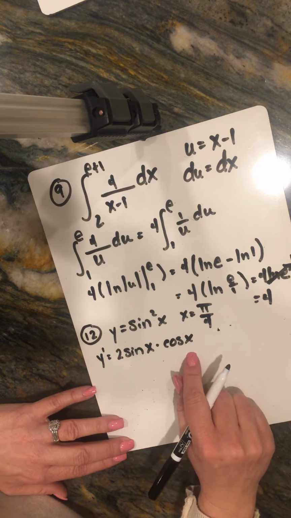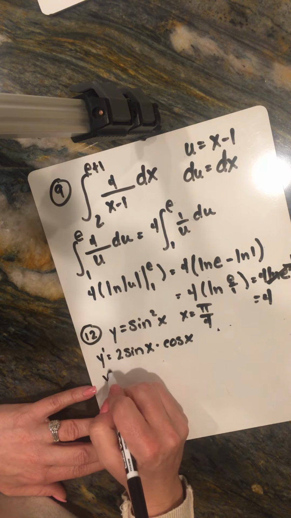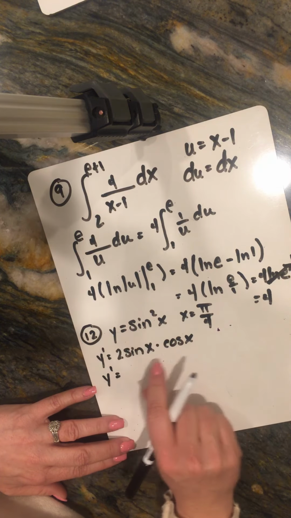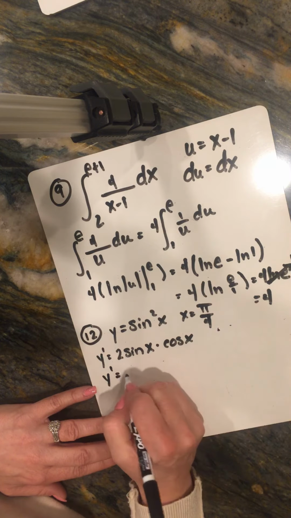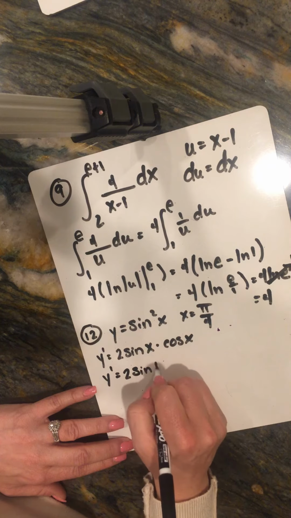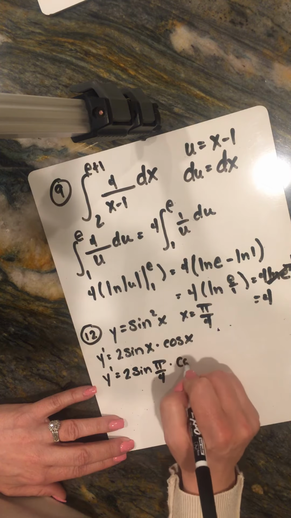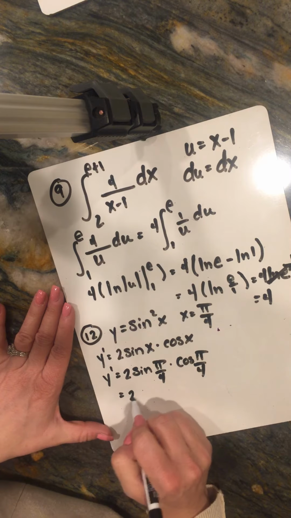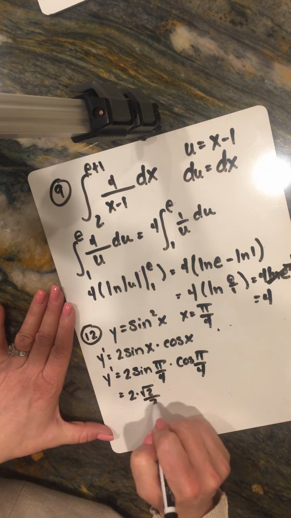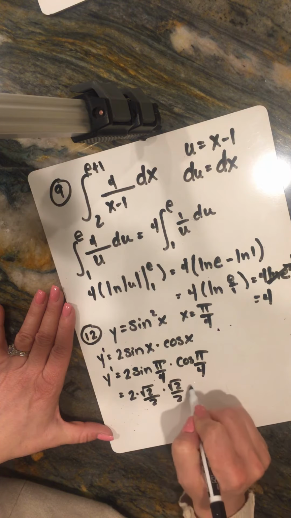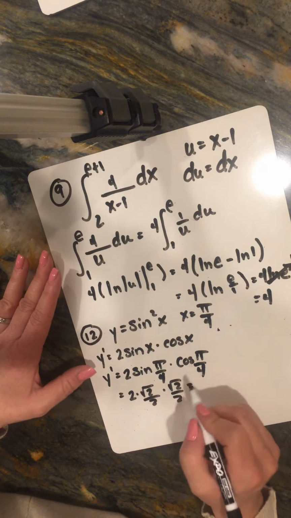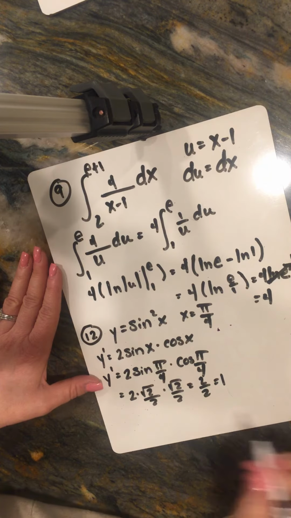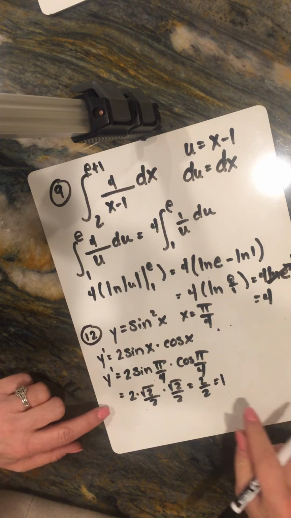So there's our derivative. And let's find the slope. This would be the slope of our tangent line anywhere. We want to know specifically at pi over 4, what is the slope? So sine of pi over 4, cosine of pi over 4. Alrighty, so that's 2 times square root 2 over 2 times square root 2 over 2. All right, so we've got 2 over 2, which is 1. So that's the slope of our tangent line.